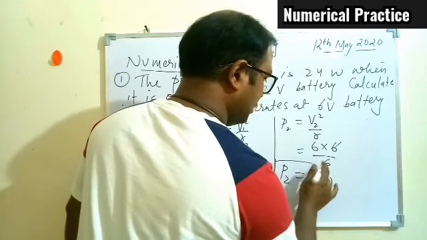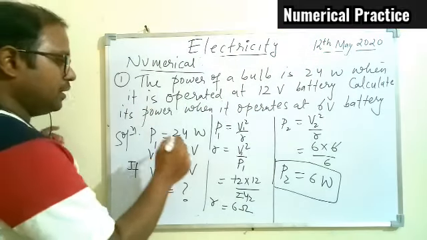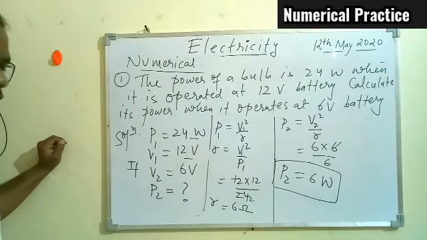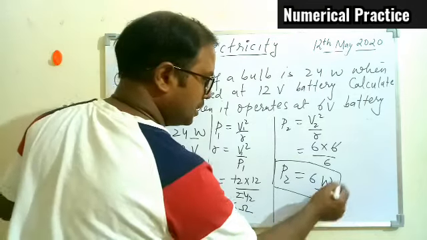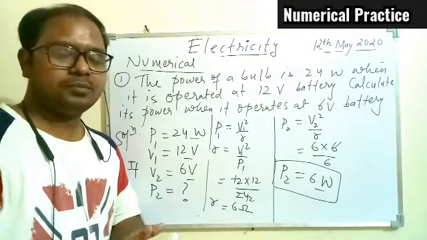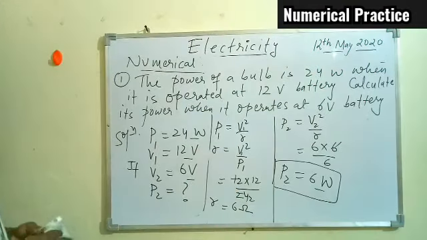So I hope you understood here. It is understood that when the power supply is 12, the power is 24, and if the power supply becomes 6 volt, the power also becomes 6. That is how, with the change in the power supply, the power of the device will also change. So I hope you understood. Let's go for the second numerical.